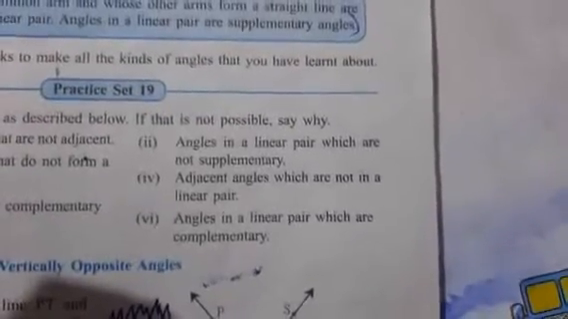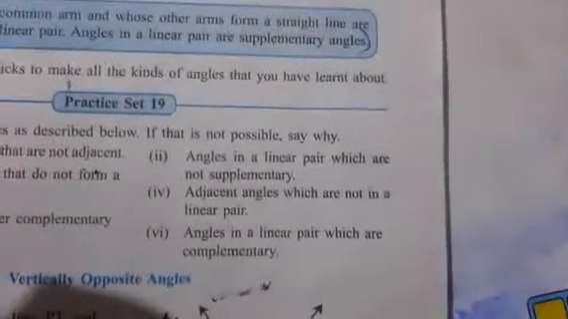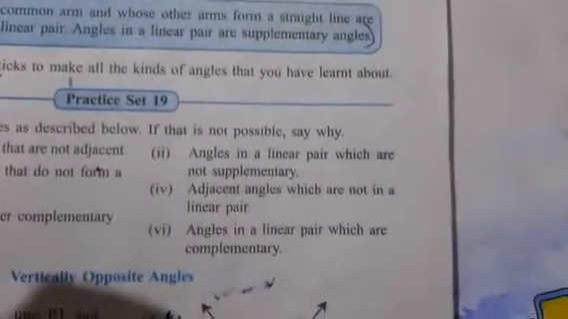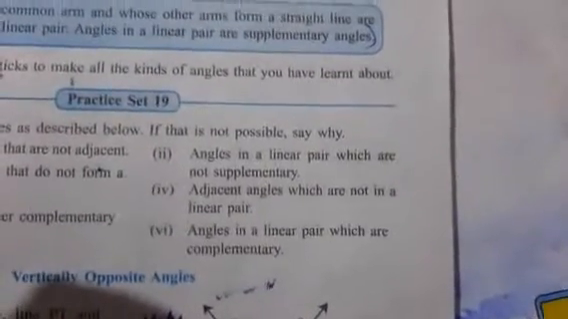Next question is angles in linear pair which are not supplementary. This diagram is not possible because angles in linear pair are always supplementary. So this diagram can't be drawn.